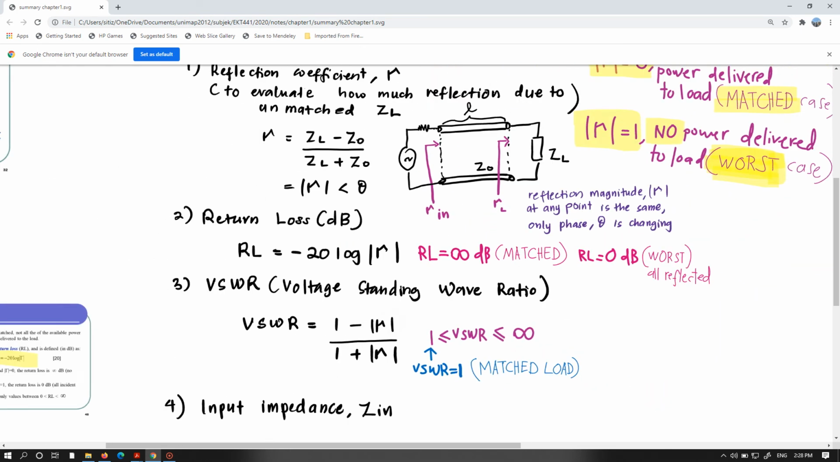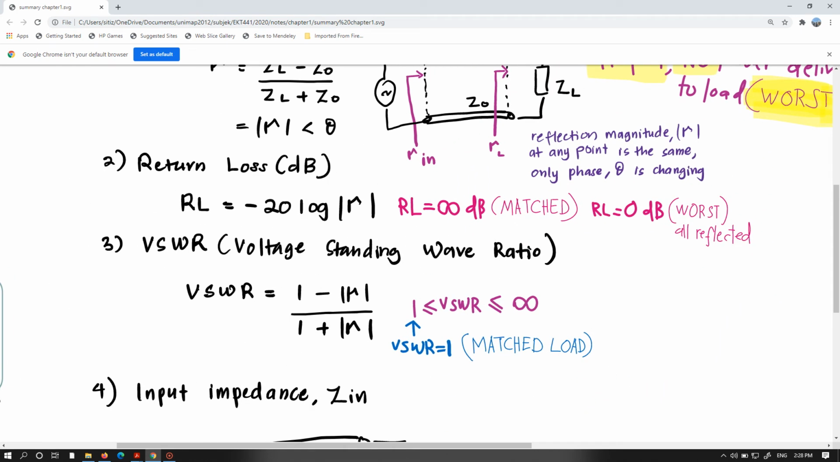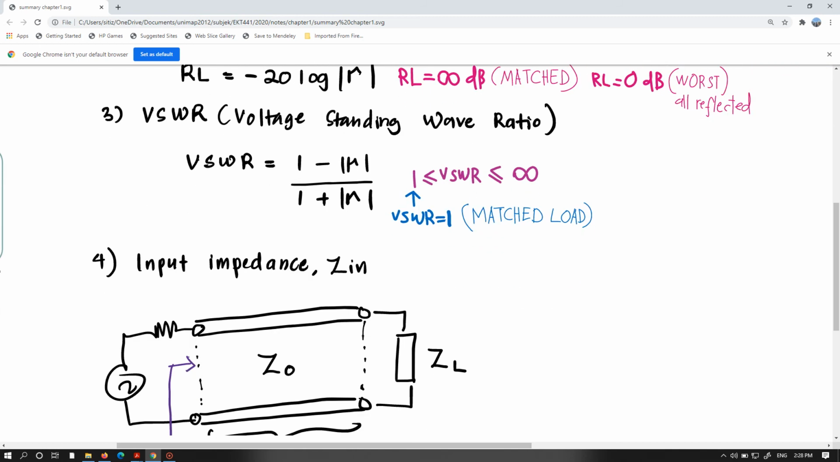Another way to evaluate the performance of the transmission line is the VSWR. Also, the value is related to the reflection coefficient. The VSWR range is higher than 1, lower than infinity. If it is matched, VSWR is equal to 1.